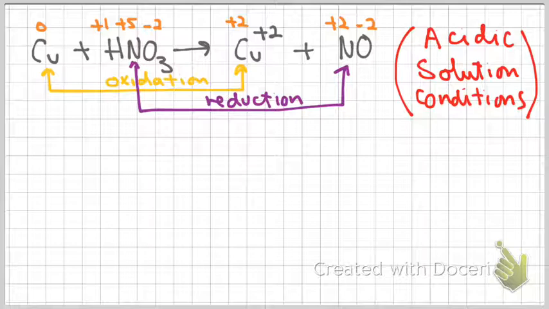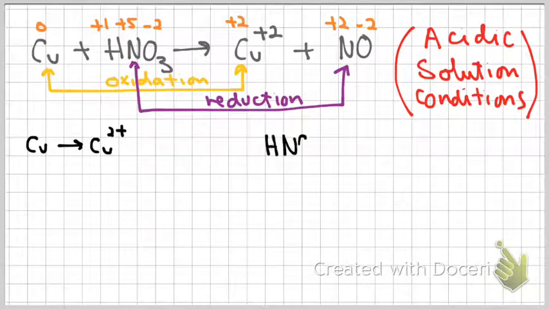So this is in aqueous solution, as most of these reactions are, and it's under acidic conditions, so pH less than 7. That's important because the half reaction technique is modified depending on whether we have a neutral, acidic, or basic set of conditions. So now let's separate out the two reactions that are happening, the two half reactions.